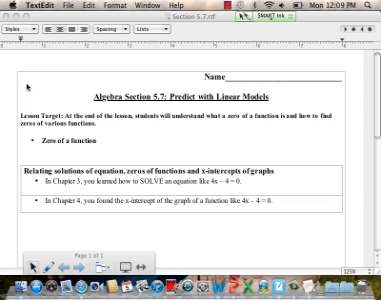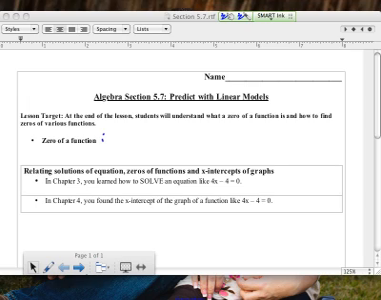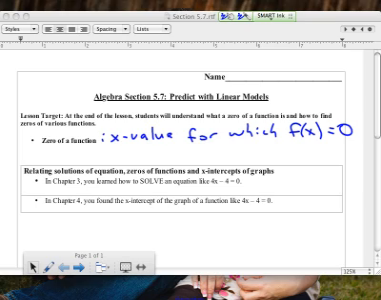So the first thing you need to know is, what is a zero of a function? Okay, what does that mean? It's kind of an awkward phrase. So what a zero of a function is, very simply, is an x value for which f of x equals 0. So the zero of a function is an x value for which the value of your function, f of x, equals 0, or y equals 0, same idea.